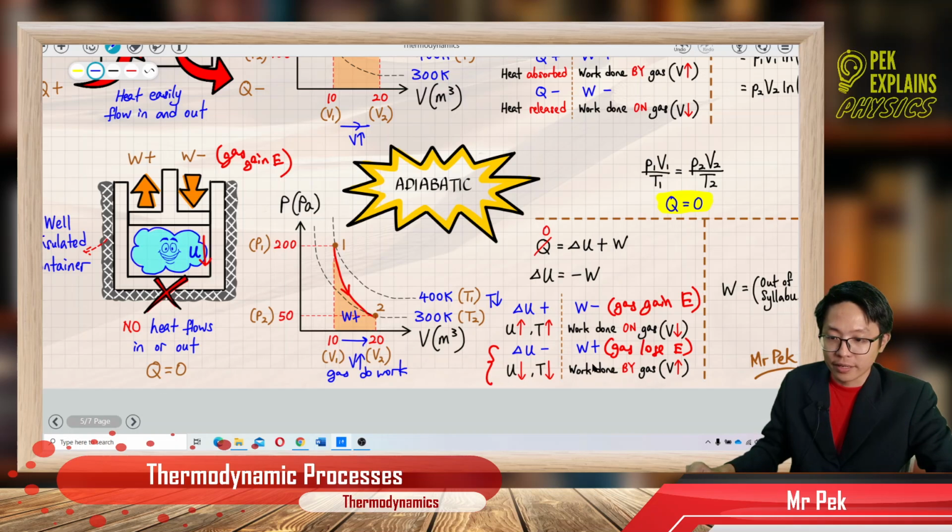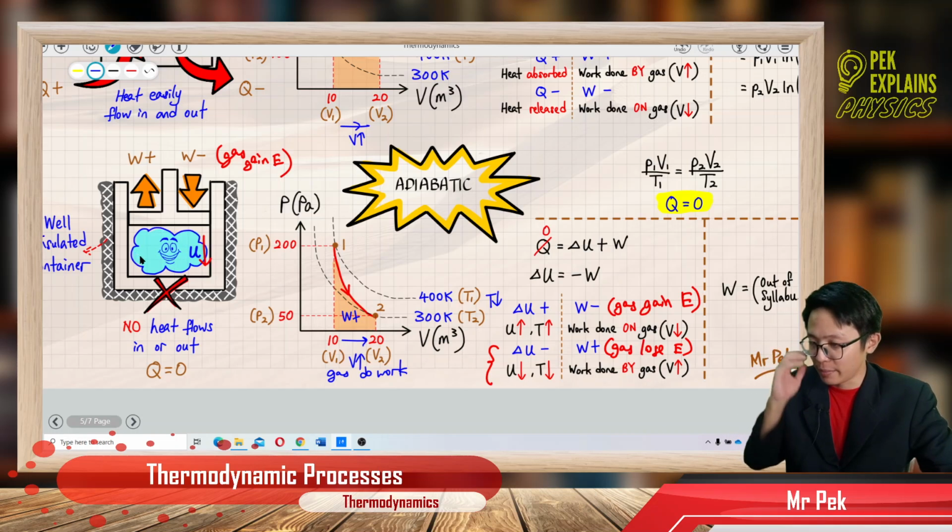You see? So when the gas does work, from V1 going to V2, the point cannot maintain at the same temperature, because the gas has used up its own internal energy to do the work. So the internal energy of the gas has decreased. It has to drop to a lower temperature line, from T1, 400 Kelvin, to 300 Kelvin.